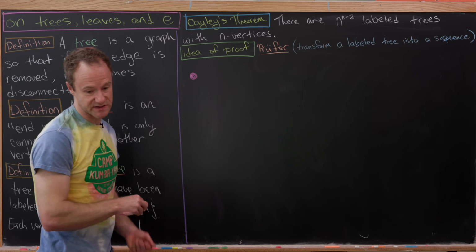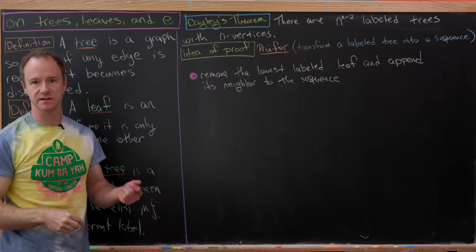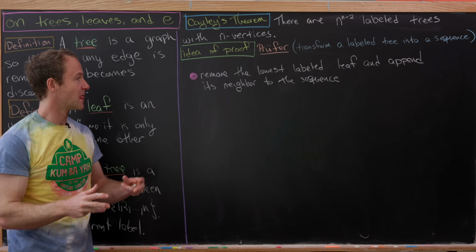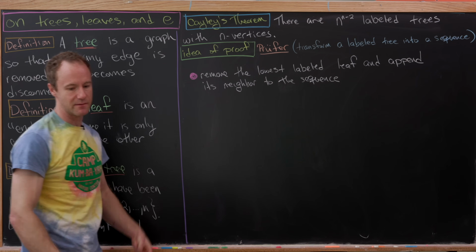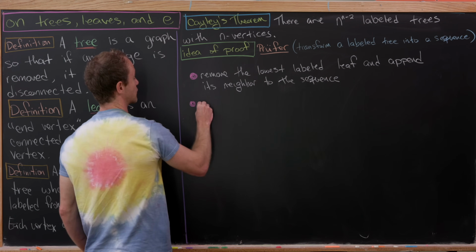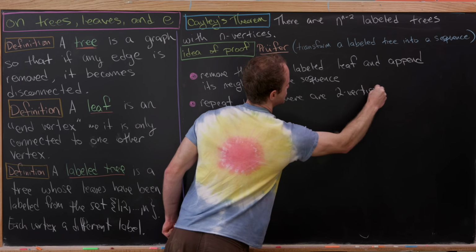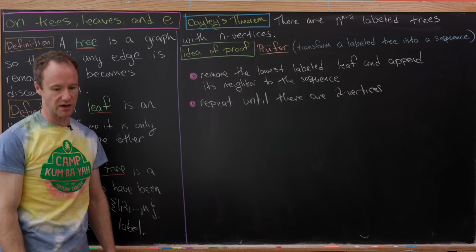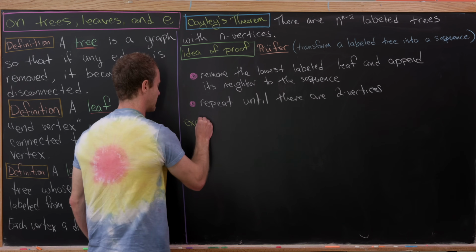Okay, so the first step is to remove the lowest labeled leaf and then append its neighbor to the sequence. So as you can see, if we remove the lowest labeled leaf, then we're going to shrink the tree, and then we append its neighbor to the sequence, we build the sequence. So we're going to continually shrink the tree and build the sequence. And so that brings us to our second step, which you might guess, and that is just to repeat. And how long do we repeat? Well, we repeat until there are 2 vertices. And that's because once we get down to 2 vertices, there is only 1 labeled tree on 2 vertices, so we're done.